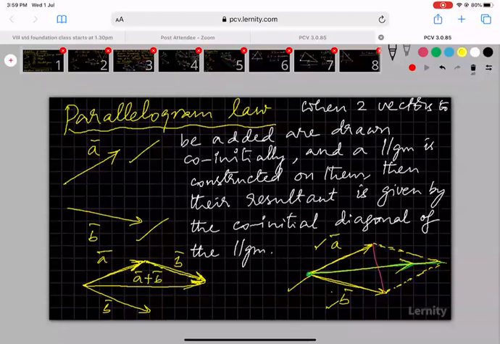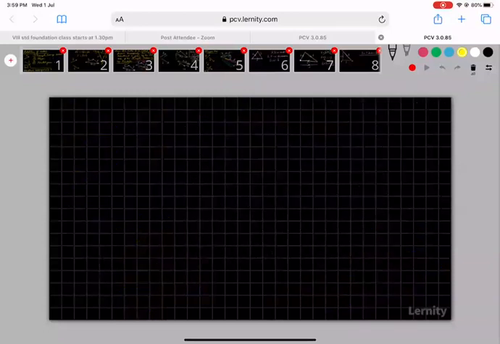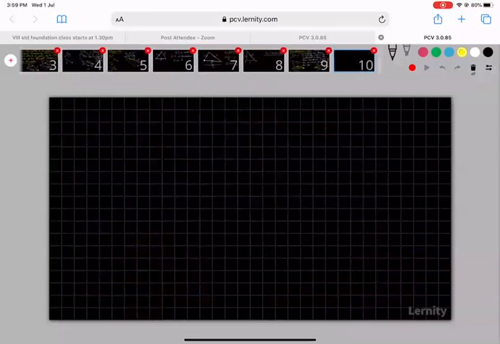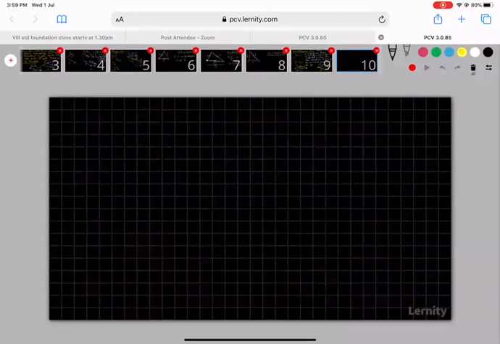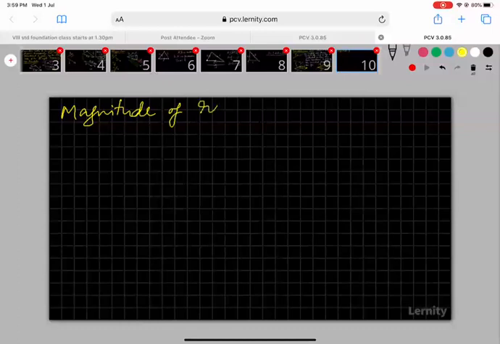Understood? So these are the three laws of vector addition, and any quantity that obeys these laws of vector addition, this way of adding, will be a vector quantity. Okay, so in the next slide we'll try to find magnitude. We understand how to find the direction of the resultant of two vectors. Now we'll try to find the magnitude of the resultant. How to calculate or measure the magnitude of the resultant of two vectors.